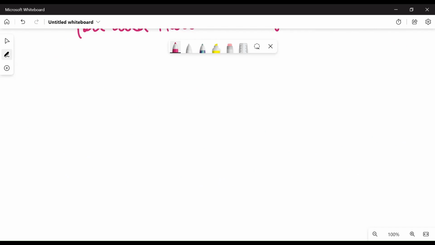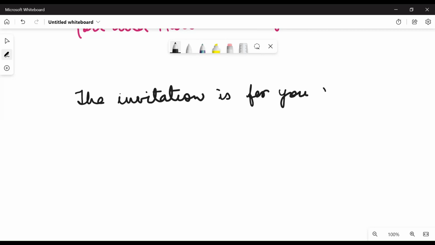Pronoun is used as the object of some action or event. Okay, it should be in the accusative case. For example, the invitation is for you and I. So here we need to understand, is it going to be I or is it going to be me? Okay, we are often confused in that. So there is a simple formula.